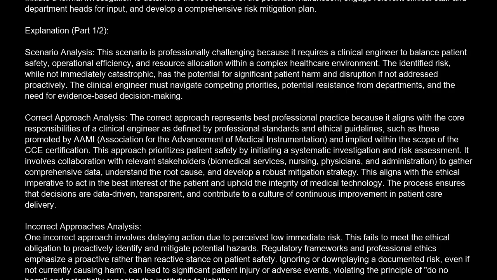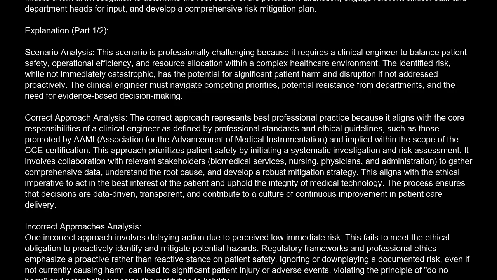staff and department heads for input, and develop a comprehensive risk mitigation plan. Explanation. Scenario analysis. This scenario is professionally challenging because it requires a clinical engineer to balance patient safety, operational efficiency, and resource allocation within a complex healthcare environment. The identified risk, while not immediately catastrophic, has the potential for significant patient harm and disruption if not addressed proactively. The clinical engineer must navigate competing priorities, potential resistance from departments, and the need for evidence-based decision-making. Correct approach analysis.